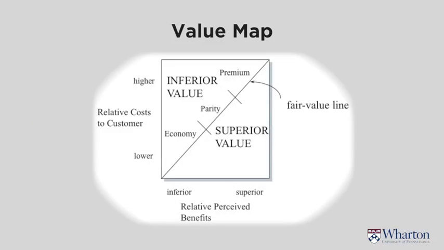Now, before I show you the framework, I have to introduce one other concept, which I'm going to call fair value. What I have on the screen here is a value map, with relative cost to the customer on the vertical axis and relative benefits on the horizontal axis. The map says that if you offer more benefits, customers are willing to pay a higher price. If you charge a lower price, customers will expect fewer benefits, as long as what you offer appears to be fair.